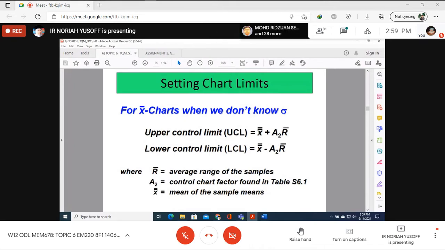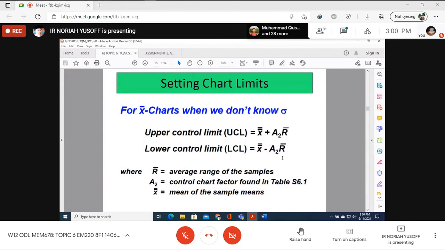So the upper control limit is equivalent to X double bar plus A2 times R bar. How do you get the A2? Actually, you can obtain it from the table. Later I will show you that table. So R bar is actually the average of the range values in your samples. And the lower control limit is given by X double bar minus A2 multiplied by R bar.